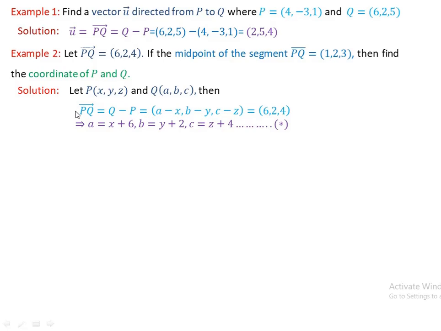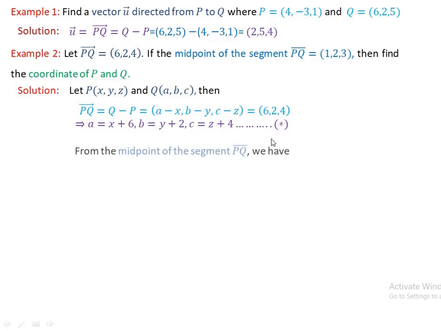but directed vectors P to Q ከላይ ከሰጠን 6, 2, 4 ሳለን a minus x, b minus y, c minus z is equal to 6, 2, 4 ብለን ስንሰራና rearrange ስናደርግ ከዚህ a minus x is equal to 6, b minus y is equal to 2, c minus z is equal to 4 ከሚለው a is equal to x plus 6 እናገኛለን። b is equal to y plus 2, c is equal to z plus 4.